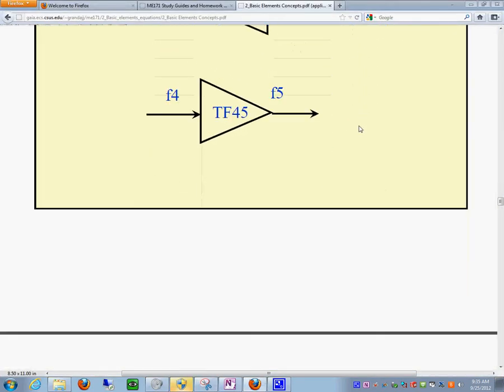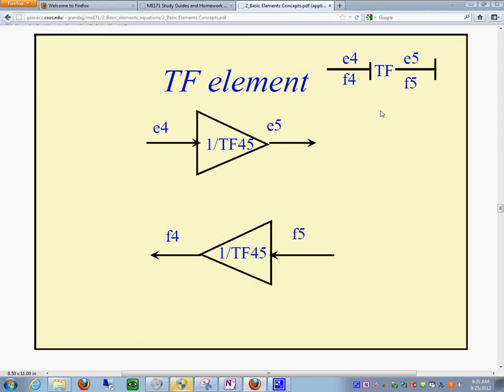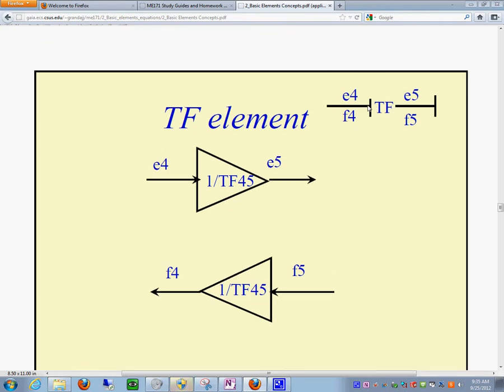Now if you have it this way, you have E sub 4 times the modulus equals E5, so that's what this is, or F5 times M is F4, that's what this is. So you can write the equations in both ways, and you can see the representation here in block diagram as well. Any questions about what I just said? No?